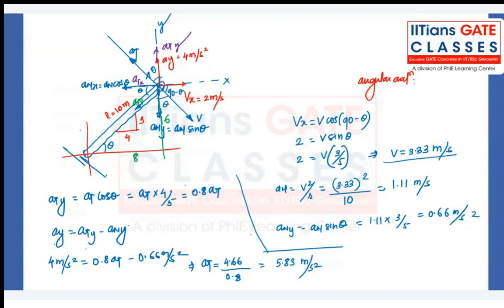So we got the AT, but we know AT is what? AT is R times alpha. And what is the value of R? R is 10, so AT is 10 times alpha. So this implies alpha is equal to 5.83 divided by 10. That will be 0.58.